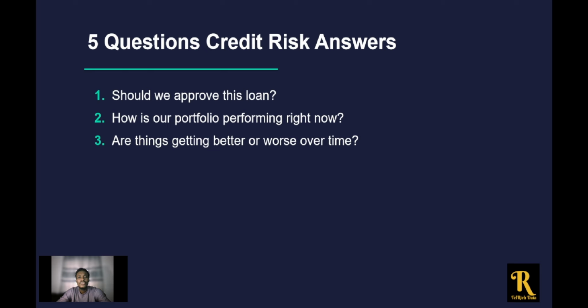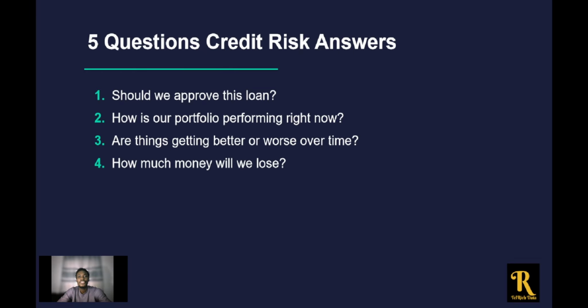Then that takes us to the third question. And the question is, are things getting better or are they getting worse over time? This is trend analysis. You use vintage analysis and roll rates to see if newer loans are riskier than older ones, right? So this is where the real insight lives and where most beginners never get to.